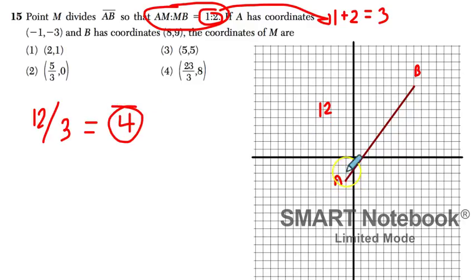So I'm going to go back to A. I'm going to go up 4, follow that horizontal line over to my line segment AB and make a point. Go up another 4, follow over to line segment AB, make a point. I have 1, 2, 3 equal segments like I wanted. I want to pick one of these points that gives me one segment closer to AM and 2 segments closer to MB. So if I put it right here, I've got one segment on this part and 2 segments on this part, so it splits it up the way I want it to. So the coordinates of M, positive 2, positive 1, answer choice 1.